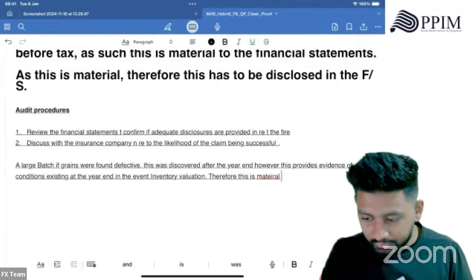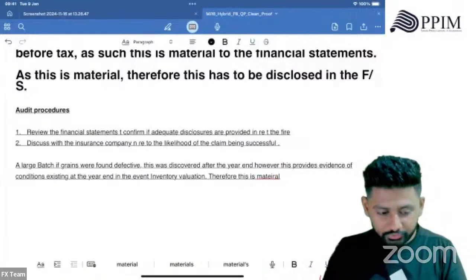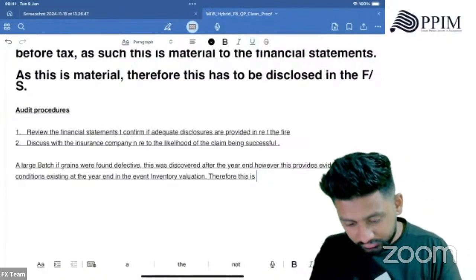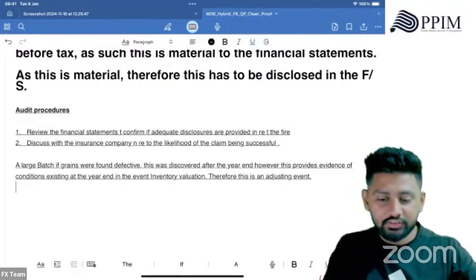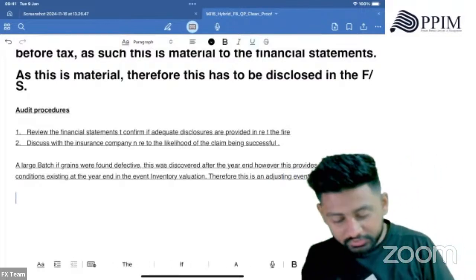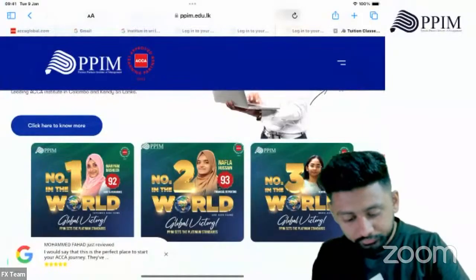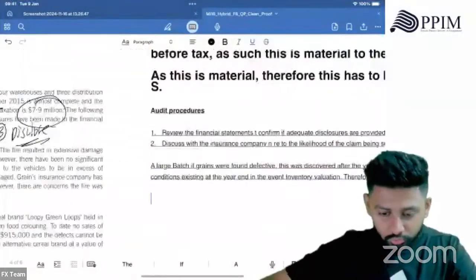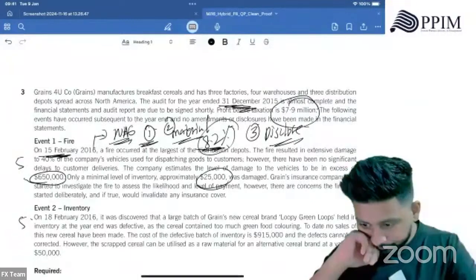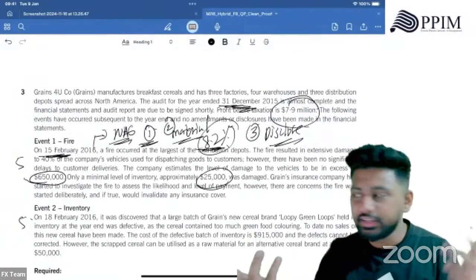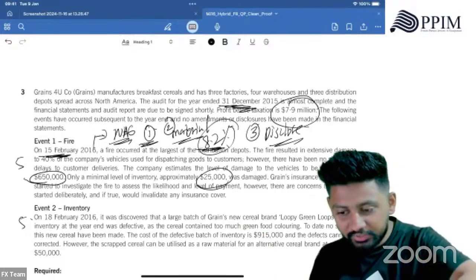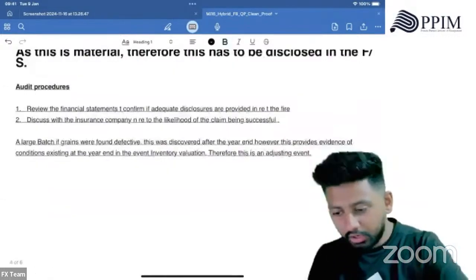Therefore, this is material. Sorry, therefore, this is an adjusting event. Next, we have to see if this is material or not. How much does it amount to? Guys, this amounts to 915,000, correct? So 650,000 was material, so 950,000 will obviously be material. You need to tell me how many percent.